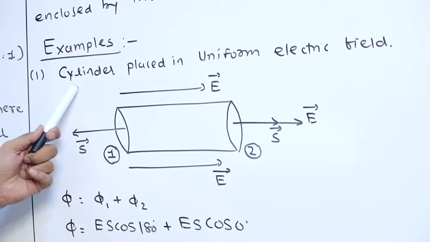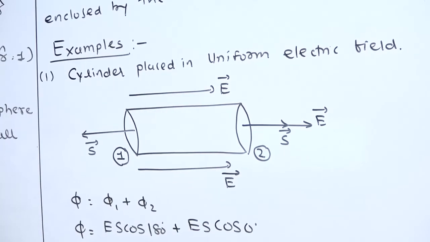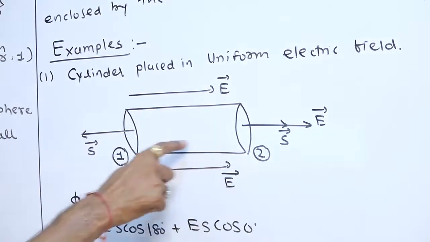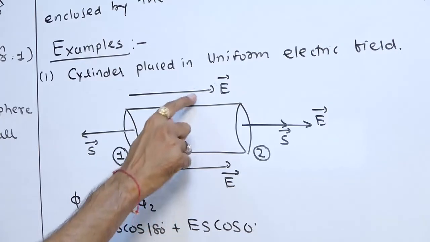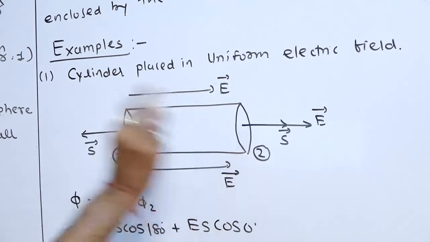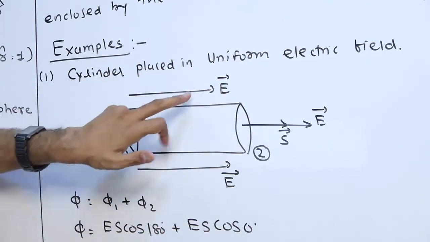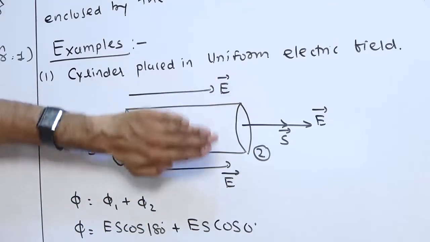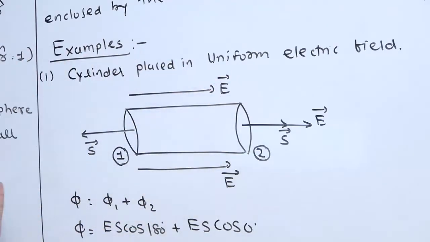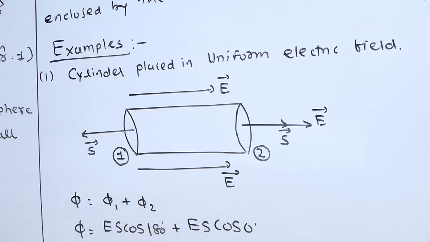First example: a cylinder placed in a uniform electric field. This is our cylinder, placed in a uniform electric field. Calculate the flux linked with the surface. Students, these are the sides of the cylinder, and this is the curved part of the cylinder. With the curved part, the electric field lines are parallel, so the flux from the curved part of the cylinder is 0.